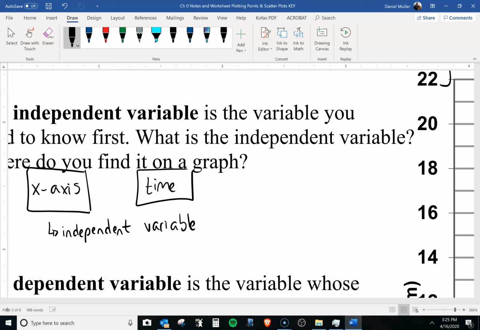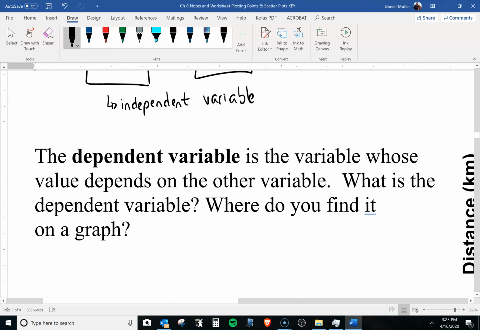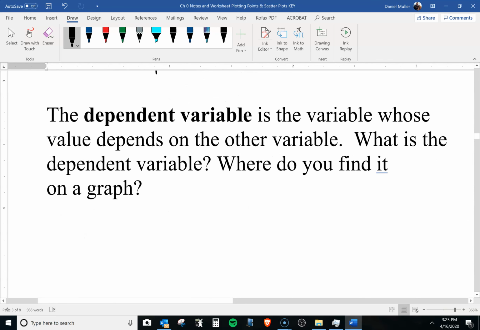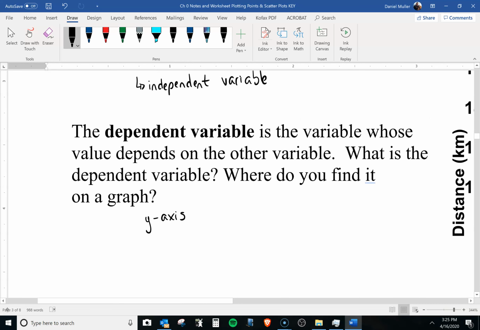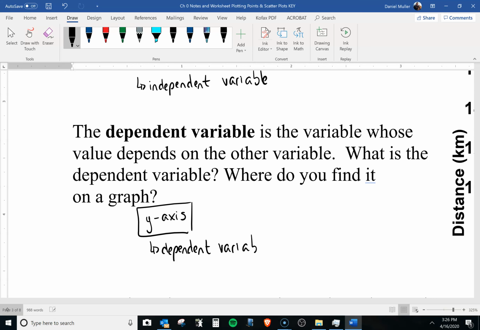Now the dependent, that's the one that depends on whatever you choose. And so the dependent variable would be the y-axis. So how far have you gone? What is your distance? Well, that depends on how long I've been driving. So it's dependent. So the y-axis is our dependent variable. And for us here, that is distance.